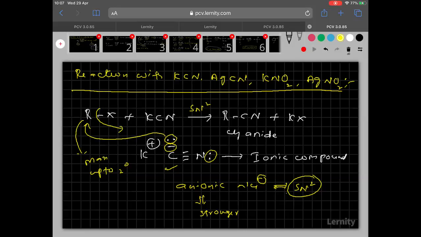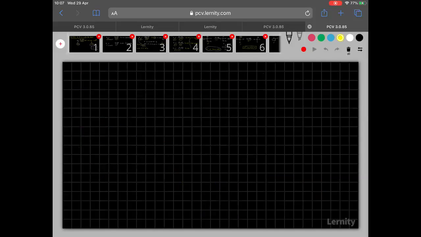Clear everyone? Up to 2 degree only we can take here. The reaction follows the SN2 mechanism, with inversion. So you see here, KCN is completed. We will discuss AgCN in the next slide. So now see clearly everyone, RX when treated with AgCN, clear?